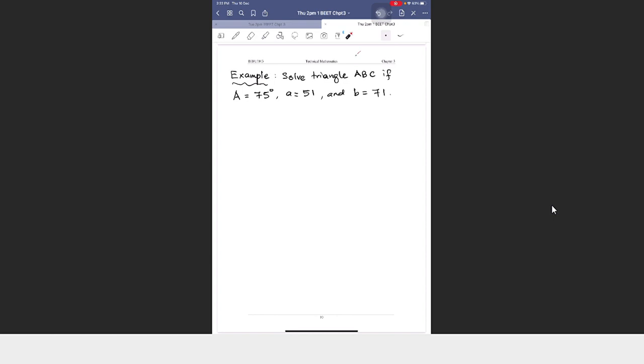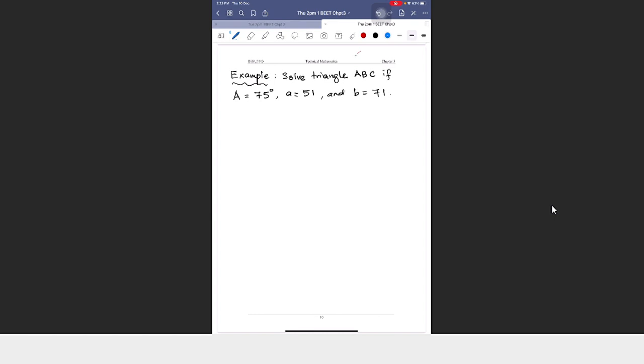this SSA type. So you have two sides as well as one angle. Okay, so let's look at this question now. Solve triangle ABC if angle A equals 75 degrees, a equals 51, and b equals 71.